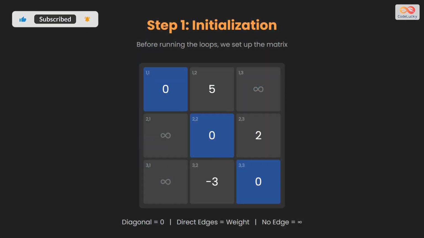Before running the algorithm, initialization is crucial. We set up a 2D matrix. The distance from any node to itself is 0. The distance between directly connected nodes is the edge weight. And for all other pairs where there is no direct connection, we set the distance to infinity.